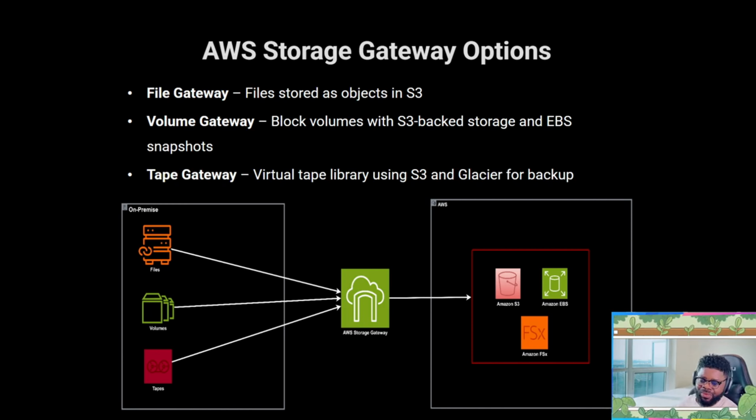And I think we've talked about what Glacier is. Glacier is an archiving platform. So you can basically use the tape gateway to more or less archive your data. So it's like your existing on-premise backup, and then you are using the tape gateway to use Glacier from S3. Okay, so those are really the three.